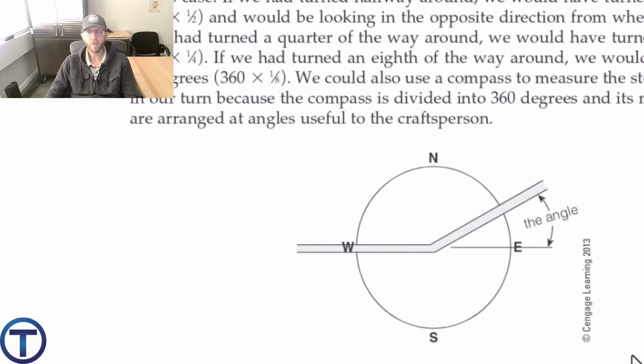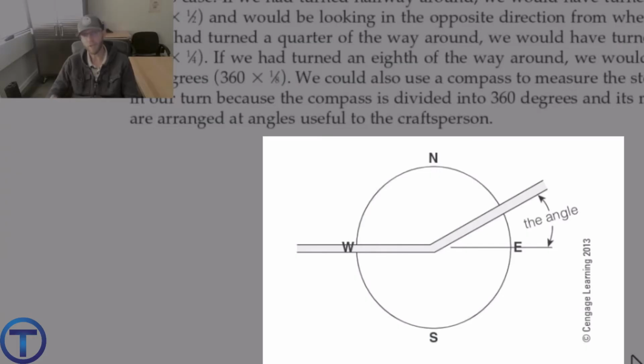Let's talk about angles. Angles of degree are in reference to a circle. A circle is 360 degrees. We can divide that into portions. If we divide it in half, that's 180 degrees. We divide that in quarters, we get 90 degrees. We divide it into eighths, and we get 45 degrees, and so on.